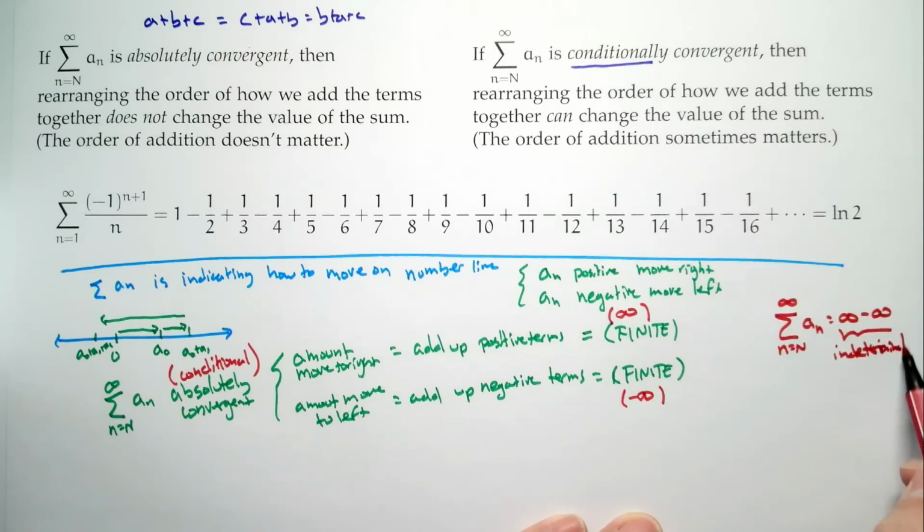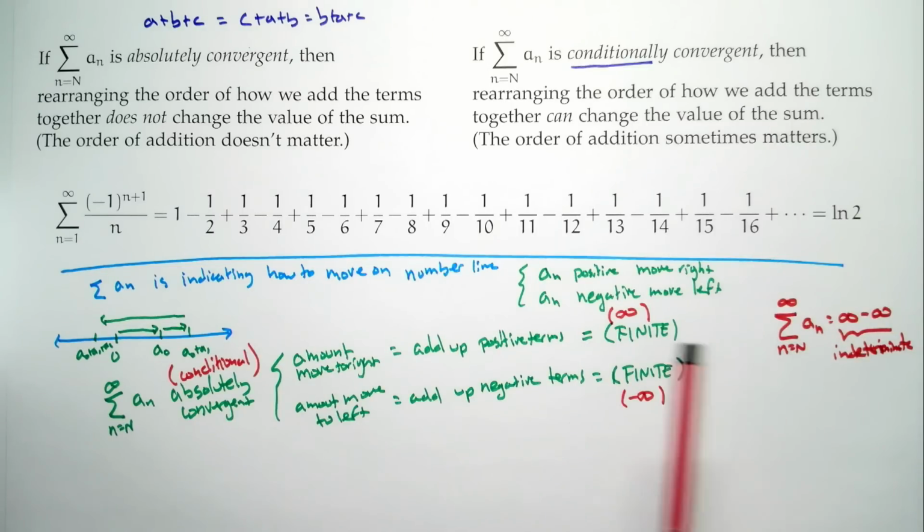All right, I can't spell indeterminate. Imagine that was the right spelling of indeterminate. And so what's happening is that you get to move a lot. So you can move infinitely much in the positive direction, which you can say is to the right, and infinitely much in the negative direction, which is to the left.